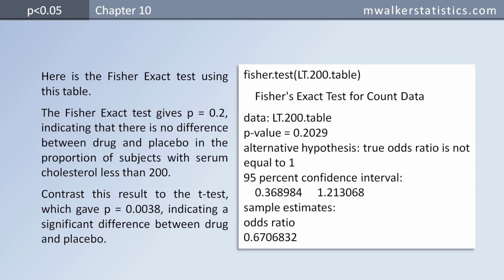Here is the Fisher exact test using this table. The Fisher exact test gives p equals 0.2, indicating that there is no difference between drug and placebo in the proportion of subjects with serum cholesterol less than 200. Contrast this result to the t-test, which gave p equals 0.0038, indicating a significant difference between drug and placebo.